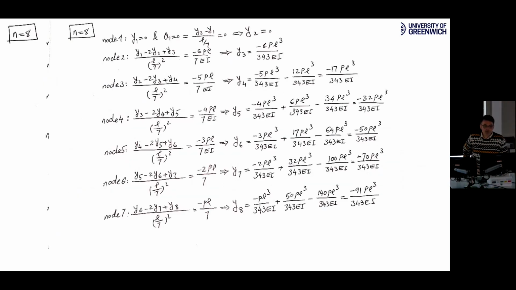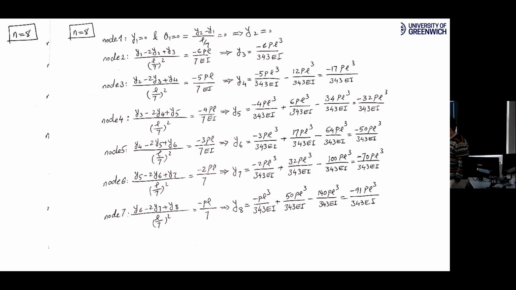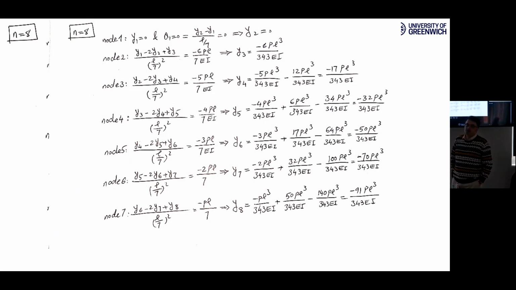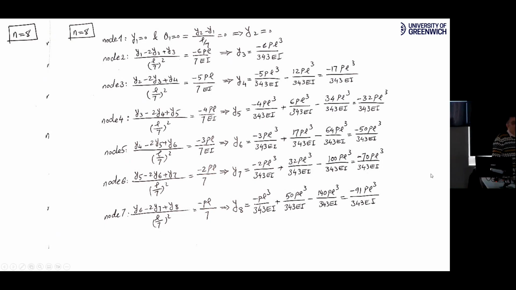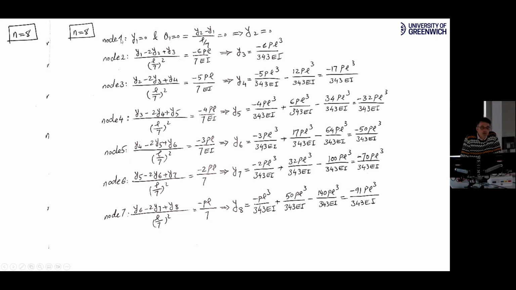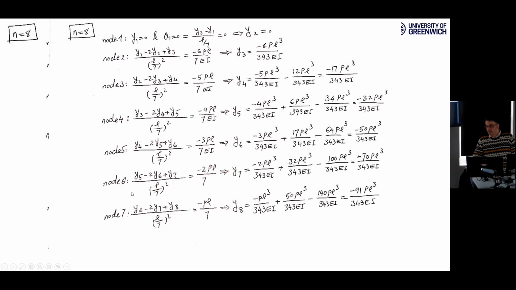Let's see what it is when we get n equal to 8. For n equal to 8, you should just repeat the same steps as before and nothing more. You're just using n equal to 8. So you write the formula for node 1. Again, y1 is 0 because of the support, theta 1 is 0 because of the support, and theta 1 being 0 leads to y2 being 0. You will write the formula for node 2 to node 7. You don't write it for node 8 because you will come up with y9, which you don't have.